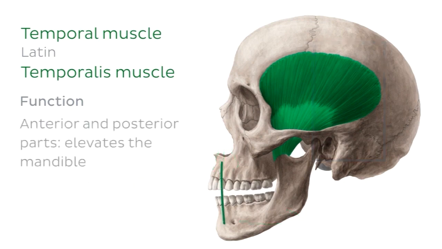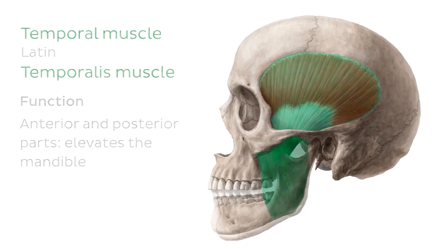Activation of both the anterior and posterior parts of the muscle elevates the mandible, leading to the strong closure of the jaw. It should be noted that the temporal muscle is the most powerful muscle of the temporomandibular joint. Because of its size, this muscle can be palpated relatively easily, especially when opening and closing the mouth.